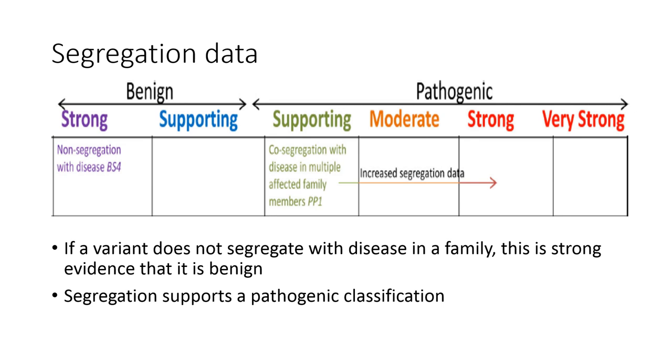Whether a variant segregates with disease in a family is a classic clinical genetics approach to informing variant interpretation. In general, if it does not segregate with disease, this is strong evidence that the variant is benign. If it does segregate with disease, it supports a pathogenic classification. The more segregation data available from multiple family members and from multiple independent families, the stronger the evidence. Of course, we also need to consider the possibility of phenocopies, particularly for diseases that are more common in the general population.